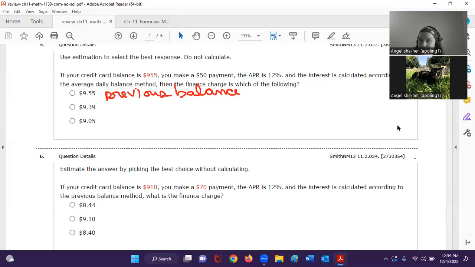So they told us not to calculate, but we still are in order to estimate, right? So the original value times an amount would give us 9.55, right? If we were to take the $50 off, we would be at 905 times that 1%. And we would then have the 905 for our adjusted balance.